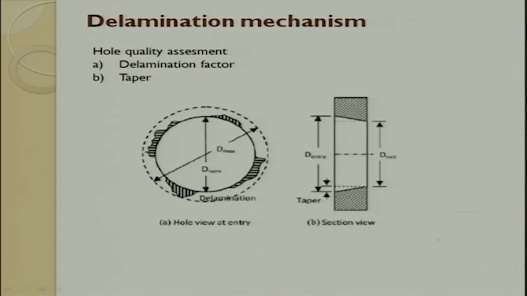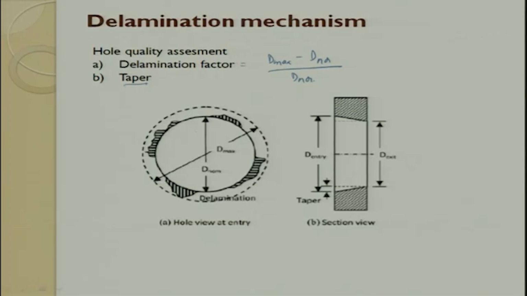When you look at the damage created because of drilling, you can see this is the nominal diameter I wanted, and this is the maximum damage diameter. This can be expressed as a delamination factor, which is nothing but d max minus d nominal divided by d nominal. So, you will always have it as a ratio, and we try to maintain this ratio as low as possible. And the delamination need not be uniform all across; it happens at several patches. The next one is the taper.